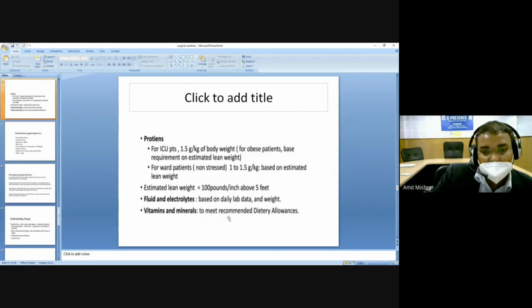And then vitamins only to meet the recommended daily dietary allowances, because these are not very important parameters, but if a normal diet gives the daily requirement, we can provide the adequate amount of vitamins. But certainly the protein requirement is very important, and apart from it, fluid and electrolyte monitoring is very important. Okay.